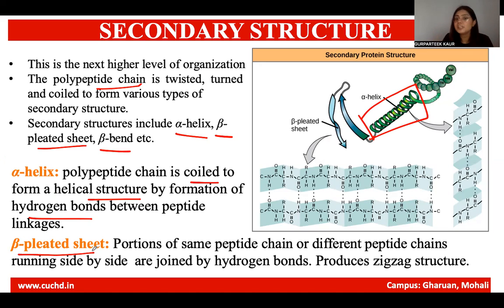The beta pleated sheets, on the other hand, are the portion of the same peptide chain or different peptide chains running side by side, and they are joined together by hydrogen bonds. So you can see here this kind of structure. So when, let's say there are two segments of the peptide chain, and one segment is running in this direction and the other is running in this direction, this kind of parallel structure will be known as the beta pleated sheet.